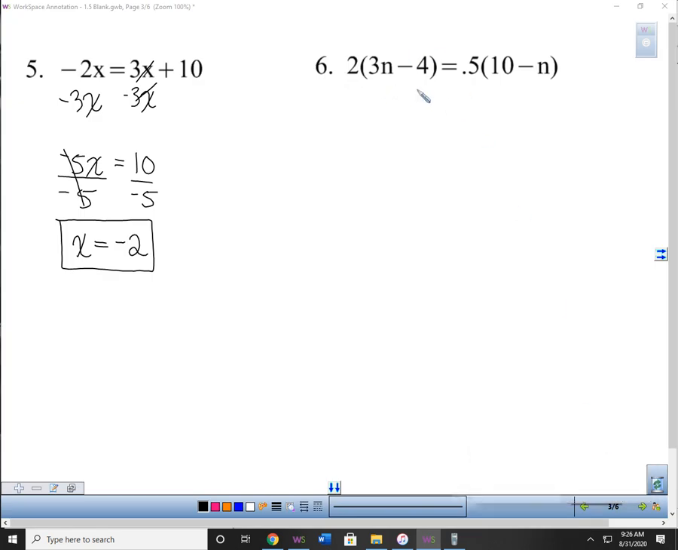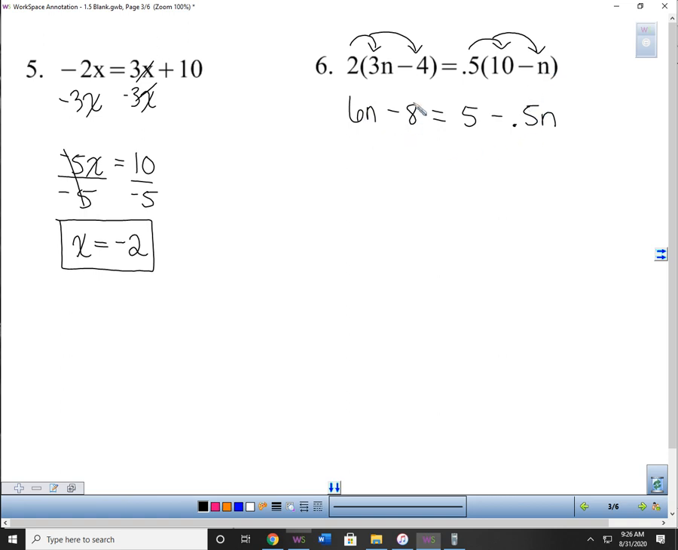All right, so on number 6, I'm going to look on this side, and I see that I need to distribute 2. So I get 2 times 3n is 6n, and 2 times negative 4 is negative 8, is equal to 0.5. That's the same thing as a half. So half of 10 is 5 minus 0.5 times a negative n. I'll leave it at 0.5, even though I don't really like decimals. You could also say 1/2 right there if you wanted to.